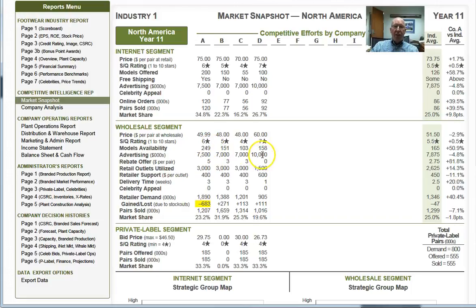You can see for poor Team D, even though they spent a lot more in marketing and had right at the industry average in models, they tried to get too much money for their shoe at $60 a shoe, and they really cut their demand.